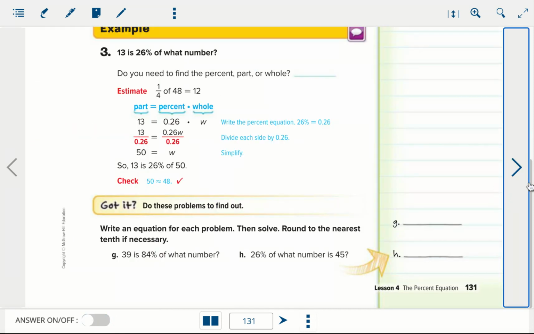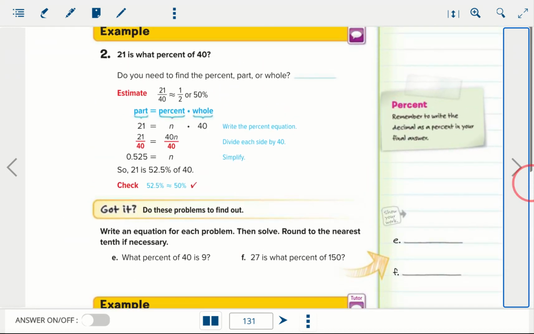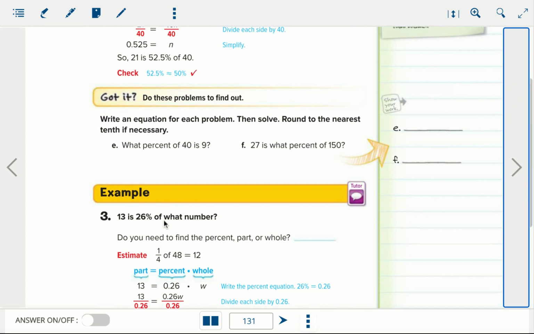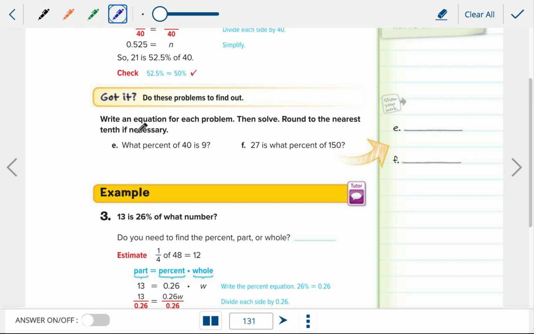All right, so these are going to be a little bit different. This is finding the percent. So we're on page 131, finding the percent. It says, write an equation for each problem, then solve. Round to the nearest tenth if necessary. Okay, again, tenth means I can have one digit after the decimal.